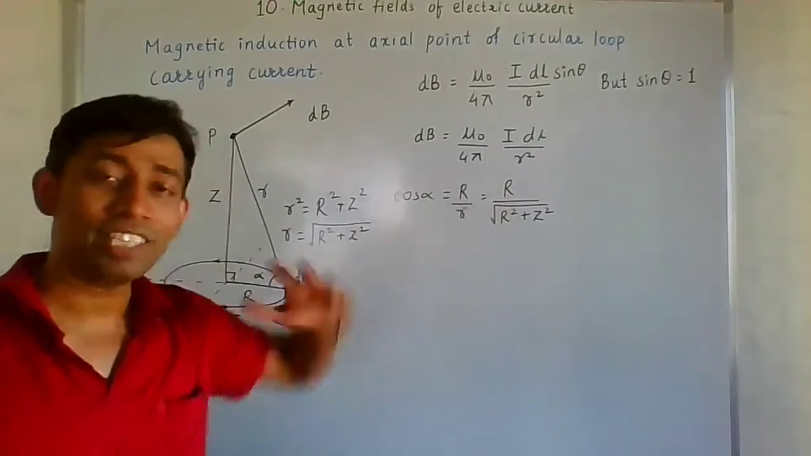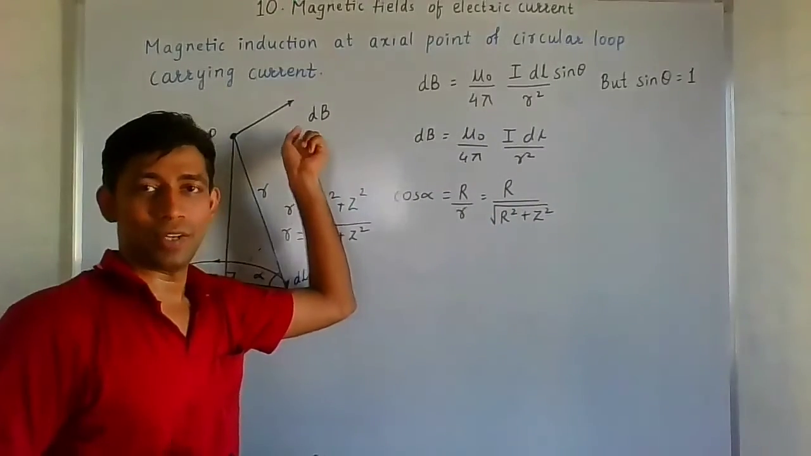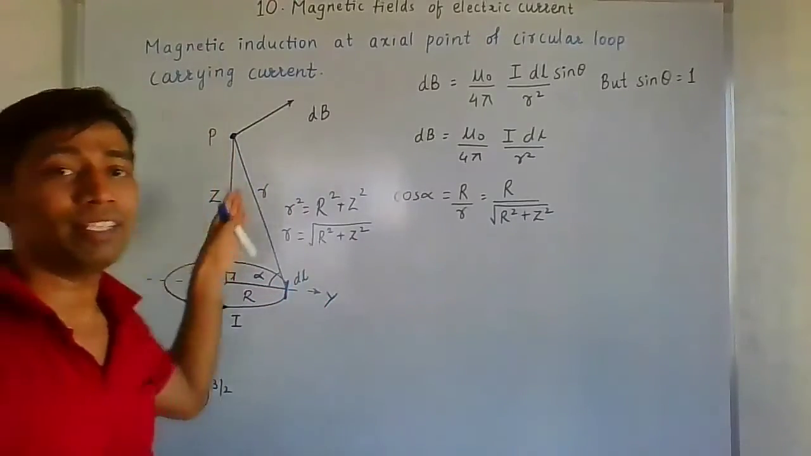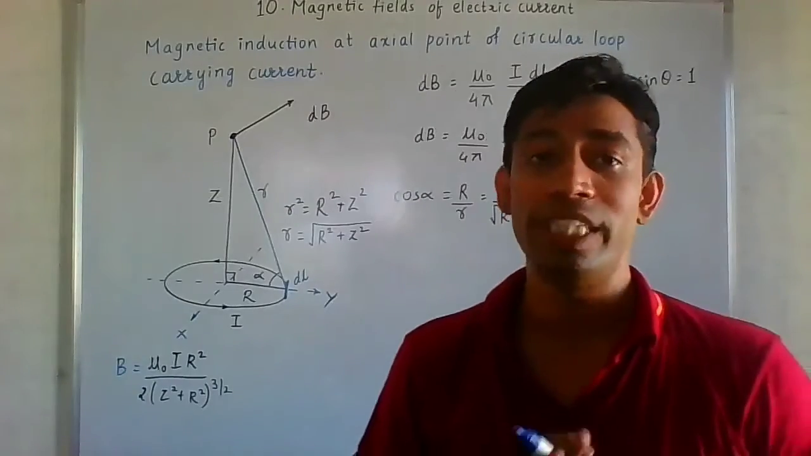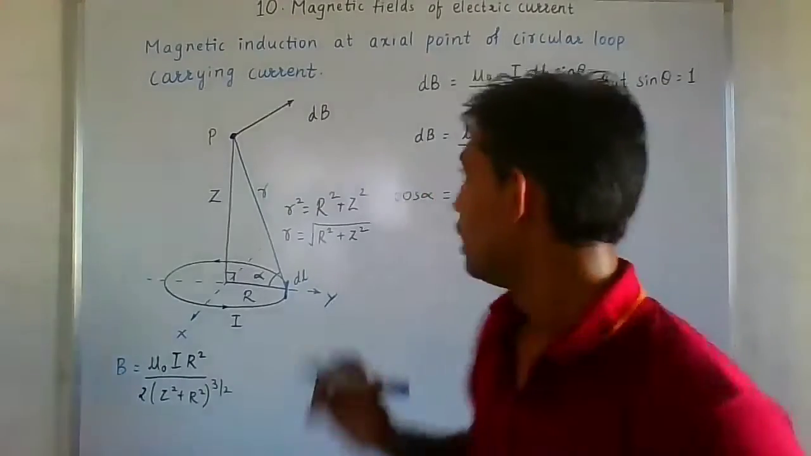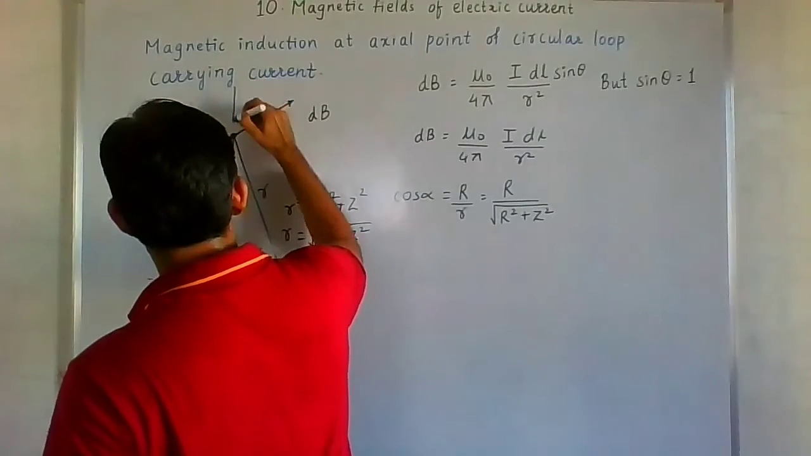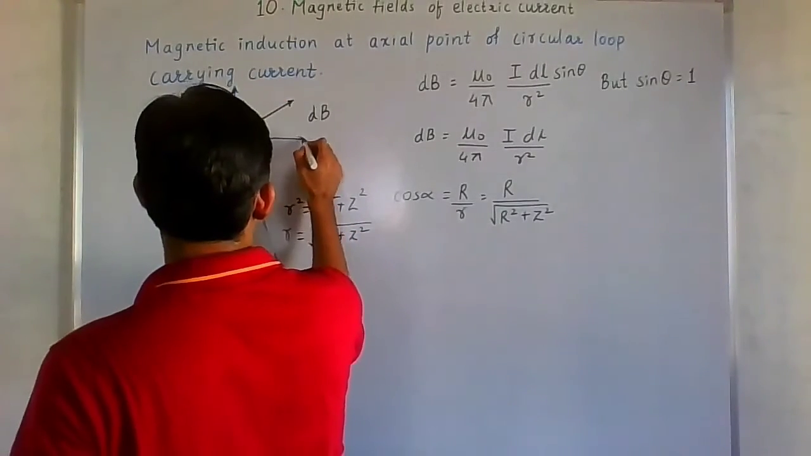Now next part is resolving. किसको resolve करना है? Resolve इसको करना है. Okay? By geometry, I can tell you that here the angle made with the vertical by dB is going to be equal to theta. Sorry, alpha. Okay, let's resolve this. So एक resolution इधर आएगा and दूसरा resolution इधर आएगा.